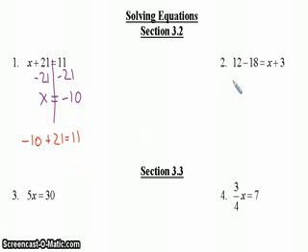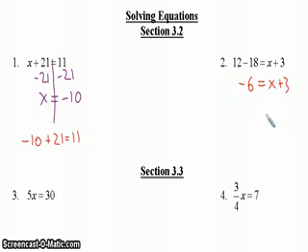Number 2, very similar problem, except before you start moving things from side to side, occasionally in solving, we're going to need to simplify first. You know what 12 minus 18 is, so you might as well simplify that to make the problem easier. That's just combining like terms. 12 minus 18 is negative 6. This equation could be written as negative 6 equals x plus 3.